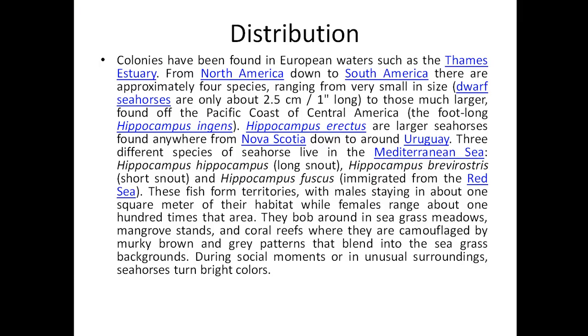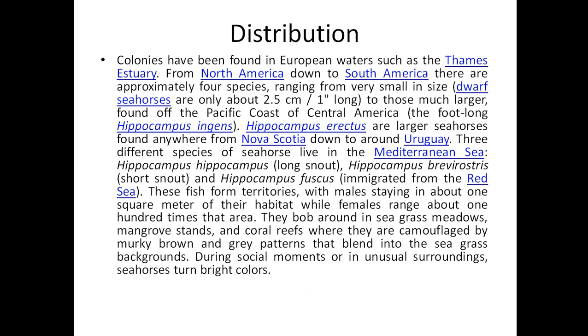If you look into the description, they are usually colonial organisms. The colonies are found even in European waters, in the estuaries, North America, South America. Dwarf seahorses are only about 2.5 centimeters long, especially on the Pacific coast of Central America. And even larger seahorses are found anywhere below Nova Scotia, around Uruguay. These are the different species. As I have told you, there are more than 50 species here.